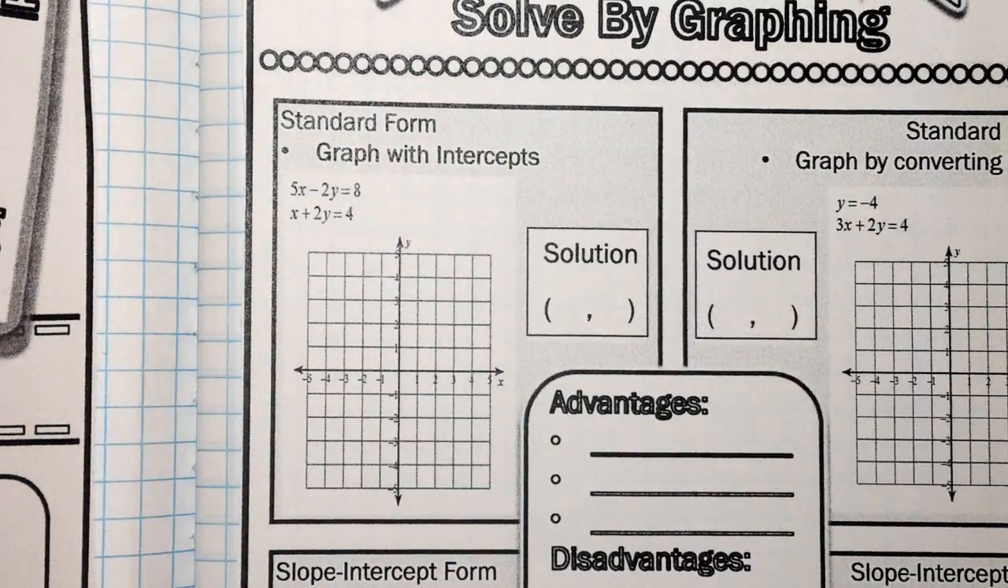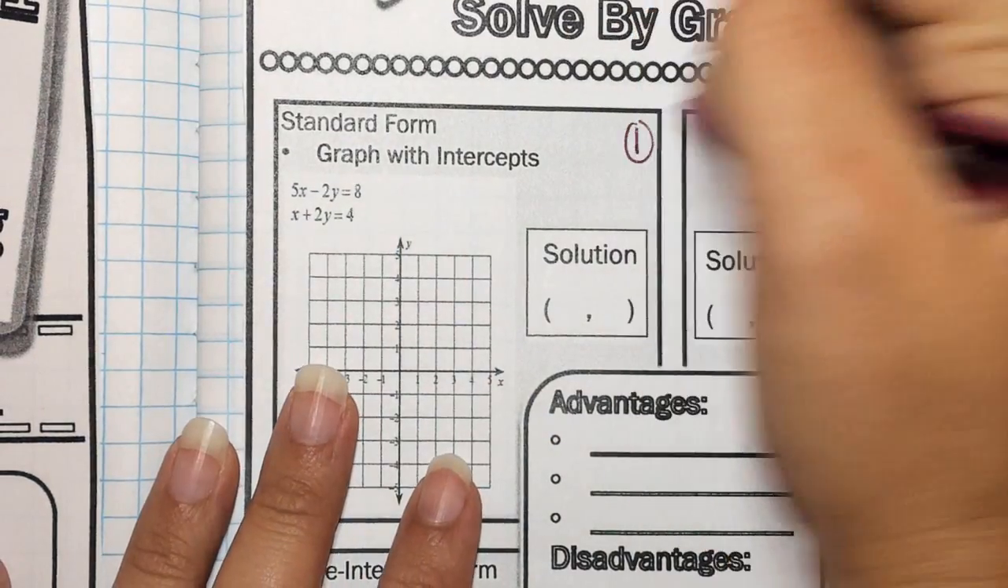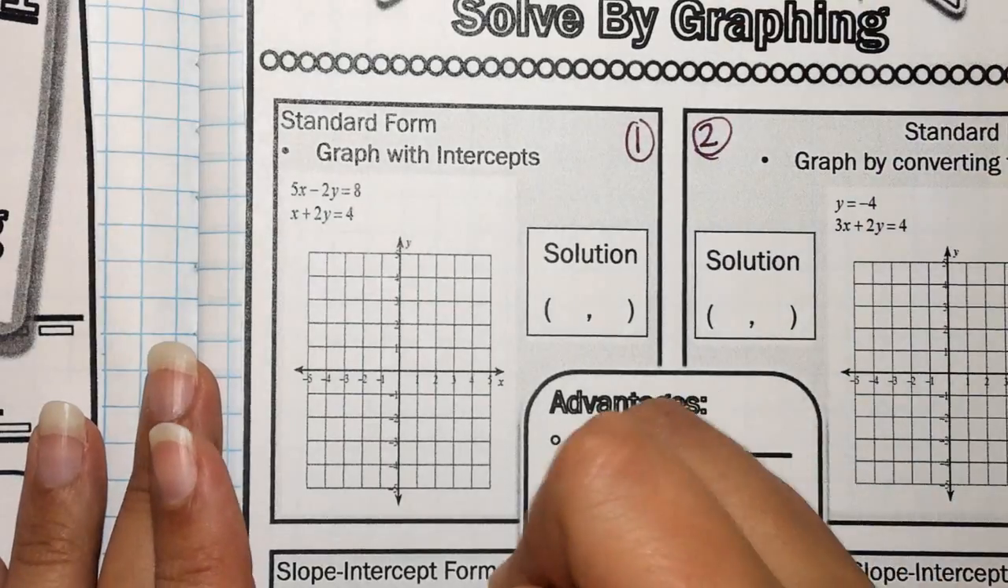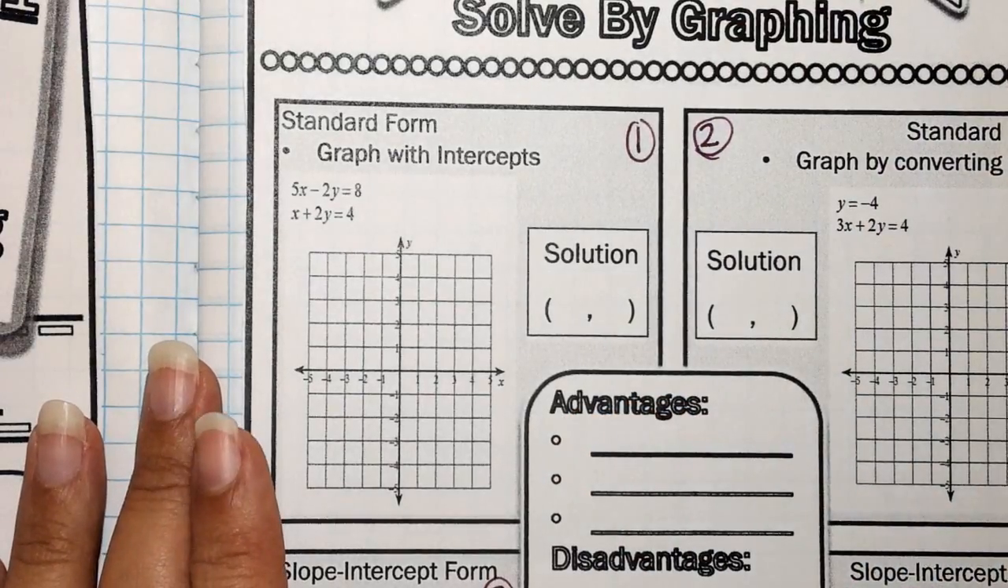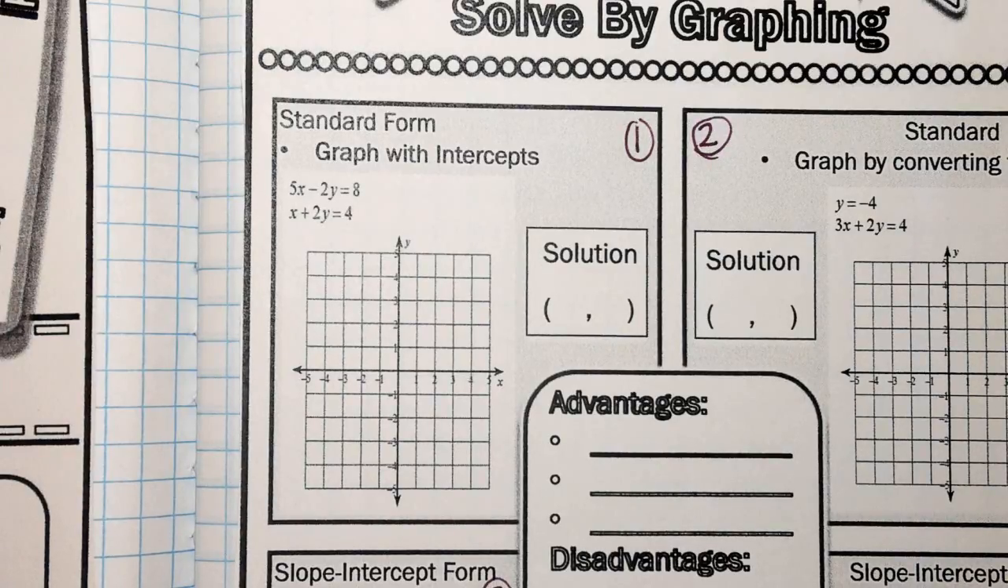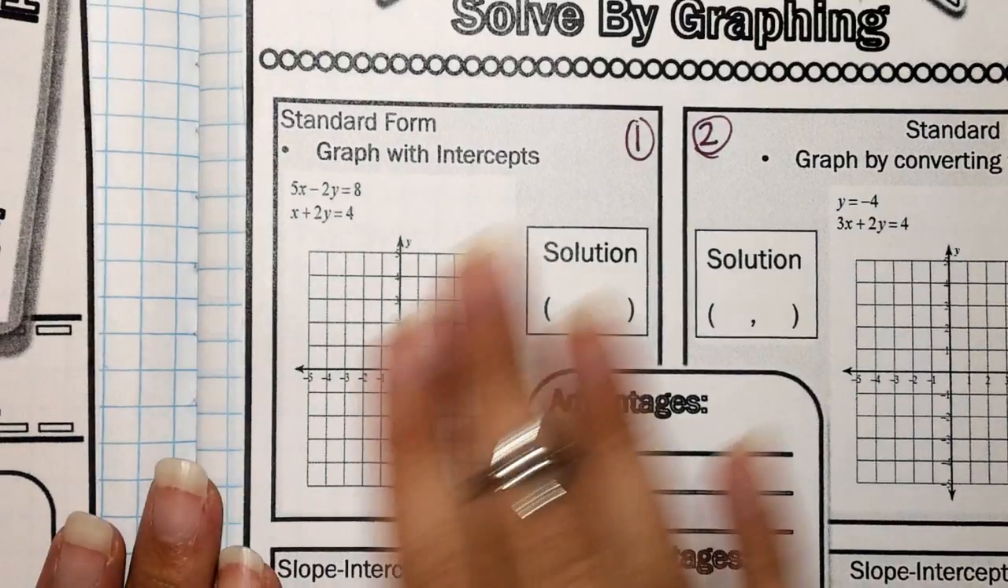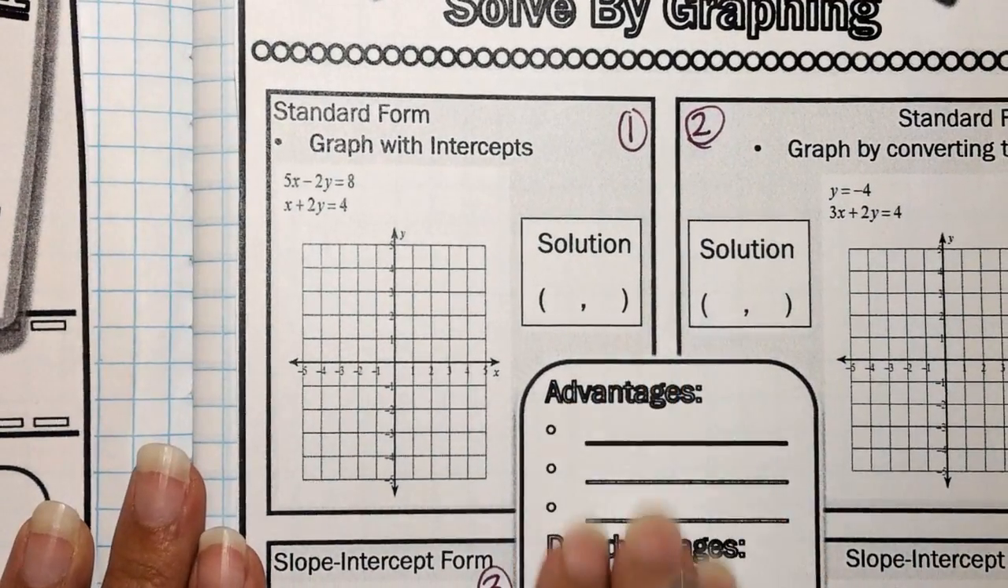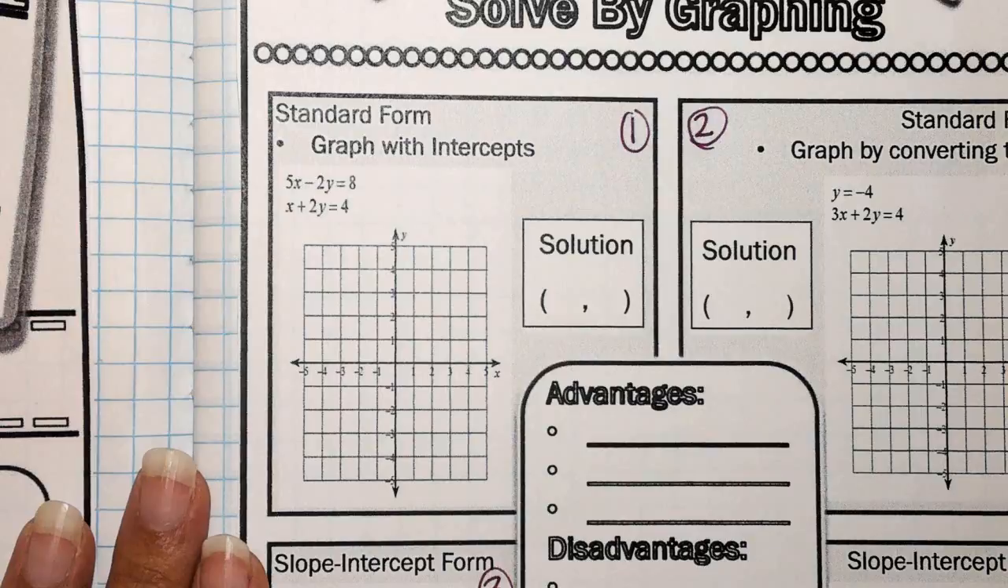So what we're going to do is we're going to call this 1, 2, 3, and 4. Now the last way we learned how to graph was point slope form. y minus y1 equals m times x minus x1. Standard form, slope intercept form, point slope form. So we're going to graph all 4 ways, and then we're going to talk about the advantages of each way, the disadvantages of each way.